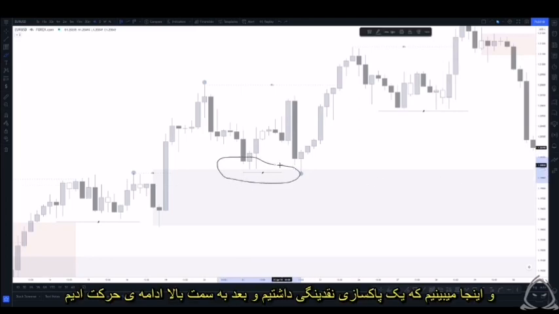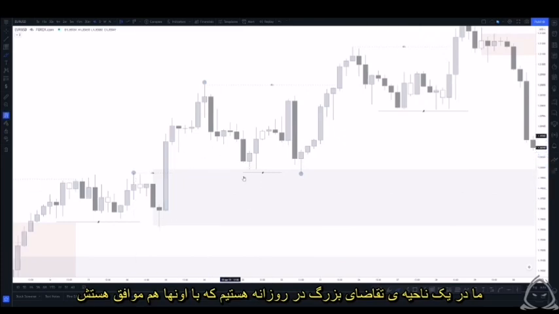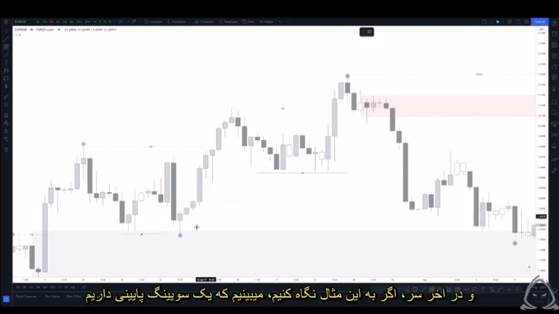And what we can see here is we do get a sweep of liquidity and then a continuation to the upside. We are in a larger demand zone as well on the daily chart, which also adds to that confluence as well. And finally, we'll look at this example.